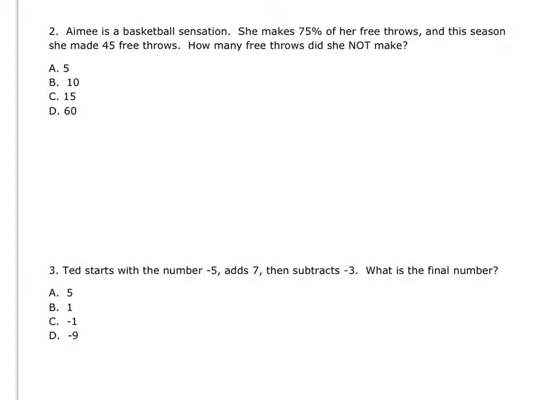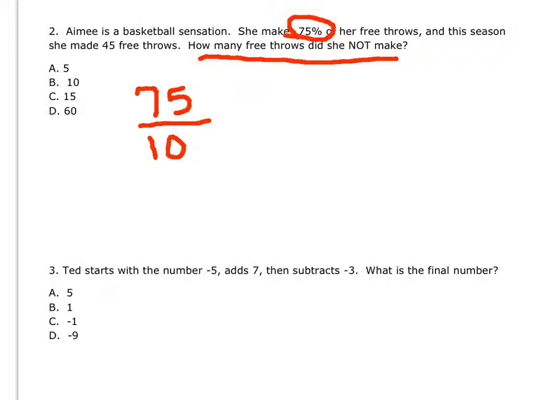When I look at number 2, I see that it involves percents, which means I can also set this up as a proportion since we're looking for a missing number. So I know that 75% can be written as 75 hundredths because percents are always out of 100. Now the hardest part about proportions is setting them up correctly.